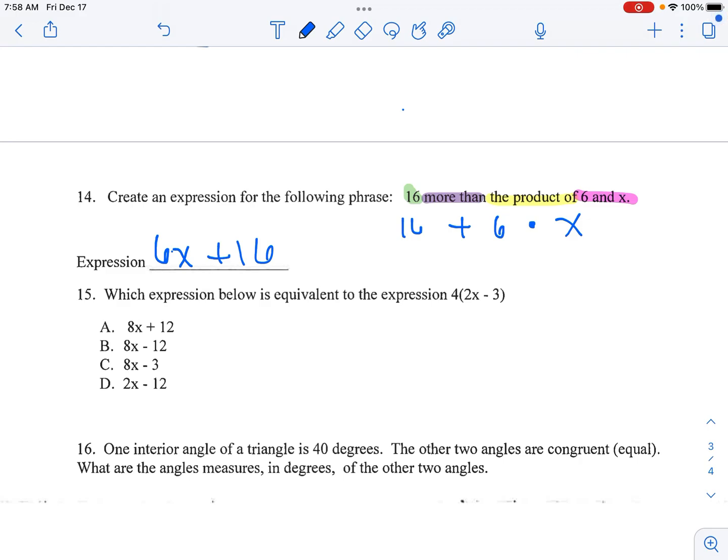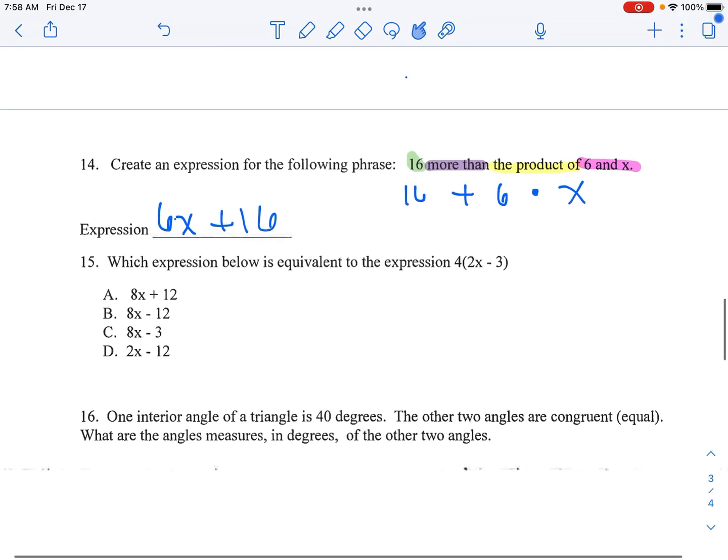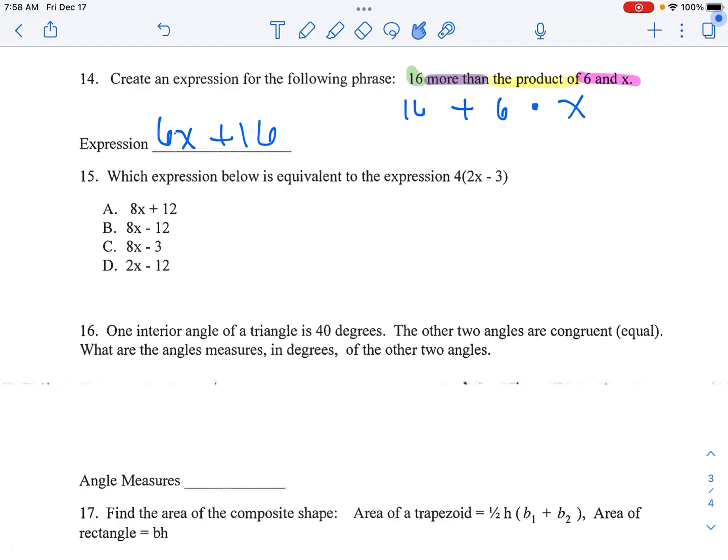Which expression below is equivalent to the expression 4 times 2x minus 3? So first you're going to distribute. 4 times 2x is 8x, and 4 times negative 3 is negative 12. So we're looking for 8x minus 12, and that would be answer B.